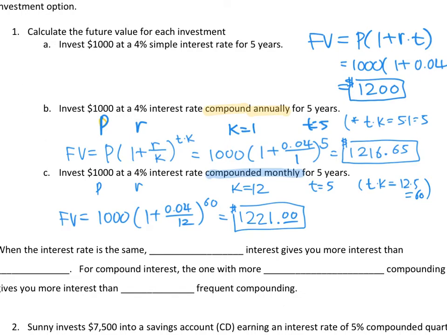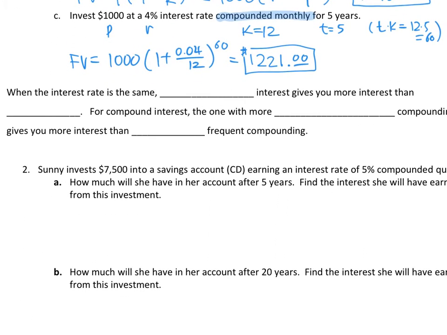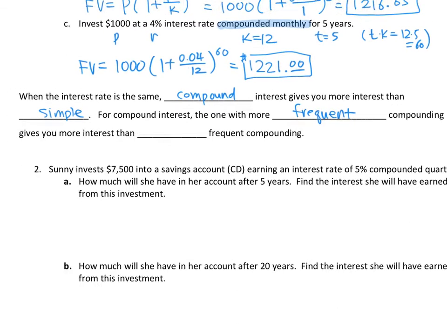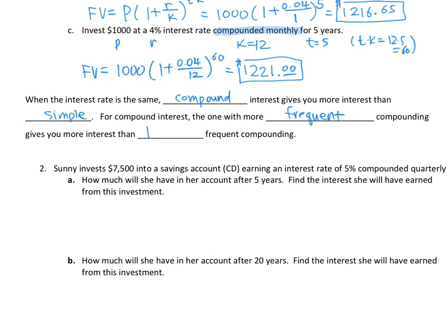Okay. So let's see if I can answer the following line here. When the interest rate is the same, compound interest gives you more interest than the simple one, right? And if I compare compound to compound, the one with the more frequent compounding gives you more interest than the one that's less frequent, right? So if you compound monthly, that's better than annually.